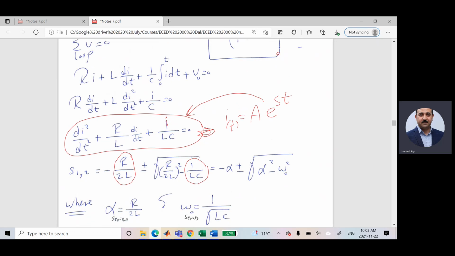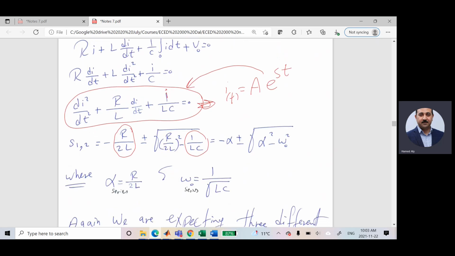Then alpha here in case of series is not the same like alpha in case of parallel, because in case of parallel, we said that alpha is equal to 1 over 2RC. But here, based on my equations, alpha is equal to R over 2L. And omega o is the same as in case of parallel, similar to the parallel case, 1 over square root LC.